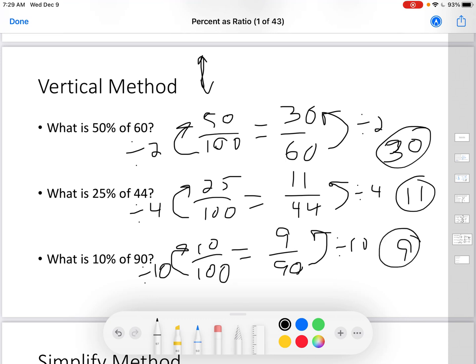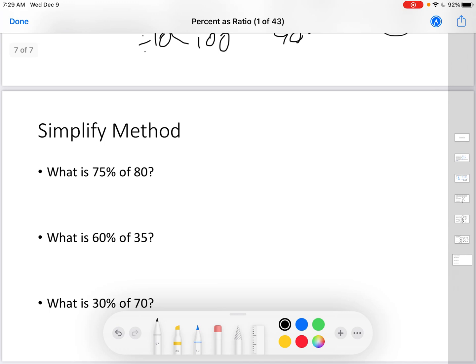Vertical method. How do you get from 100 to 50? Divide by 2. 60 divided by 2 is 30. The answer is 30. How do you go from 100 to 25? Divide by 4. 44 divided by 4 is 11. The answer is 11. How do I go from 100 to 10? I divide by 10. 90 divided by 10 is 9. 9 is the answer. Finally, we get to the simplify method.